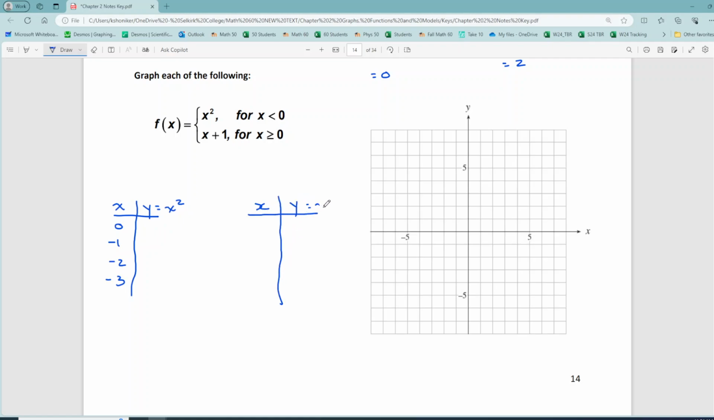This one is going to be y is equal to x plus 1, and this is for all x values greater than or equal to 0. So I'm going to pick 0, 1, 2, 3.